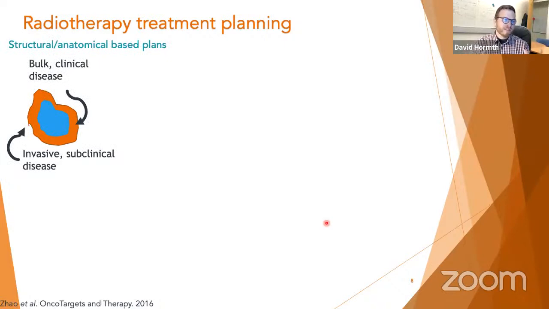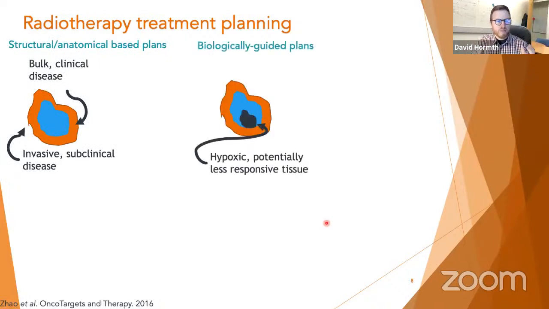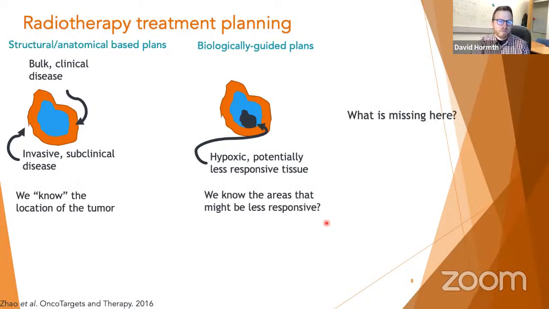So we have our structural anatomical plans and these biologically guided plans. The question might be, what is missing in these plans? What is something we can include to improve on these plans? The structural and anatomical based plans tell us where the tumor is. The biologically guided plans tell us what areas might be less responsive. But the big question is, how do these things change over time? If you make these measurements at the beginning of radiation therapy, these regions are likely to change during the course of therapy as the tumor is either growing or responding to that treatment.